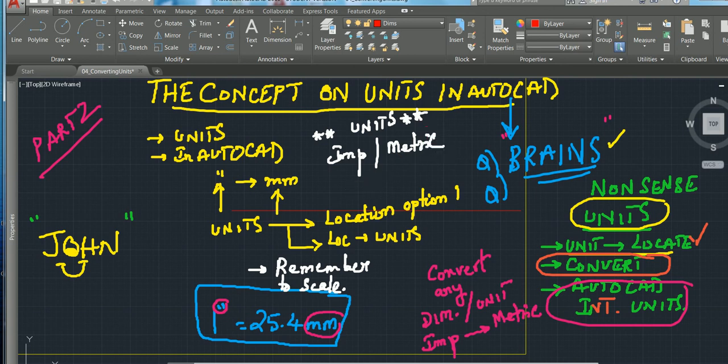I hope this video is clear. So I think this is the story. You know how to locate the units, how to convert, and how AutoCAD interprets units.